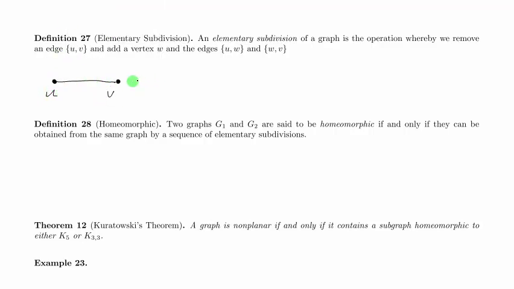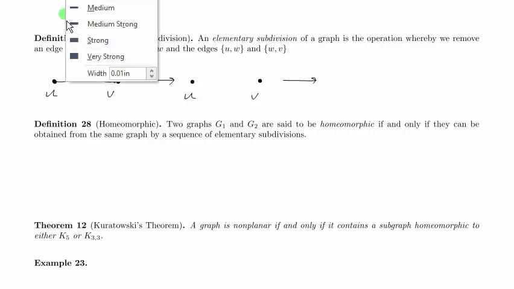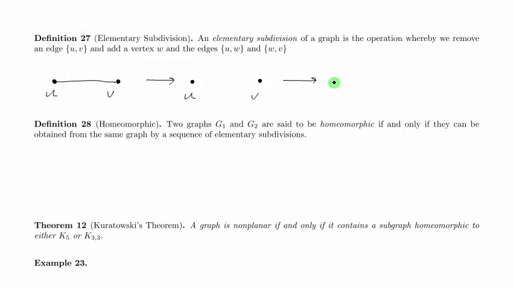And then we're going to remove the edge between the vertices. So we just have U and V. And then we're going to add a vertex W. Sort of think of putting it in between. And then we're also going to add edges from U to W and from W to V. Now that's sort of a roundabout way of basically saying that I'm going to take this edge and I'm going to basically cut it by inserting a new vertex on that edge.